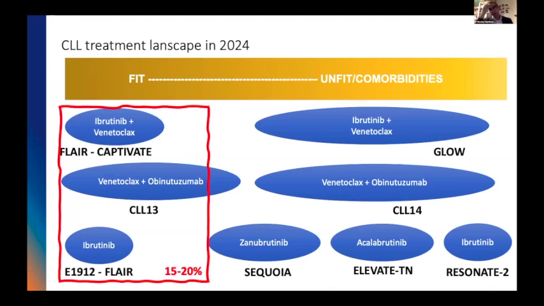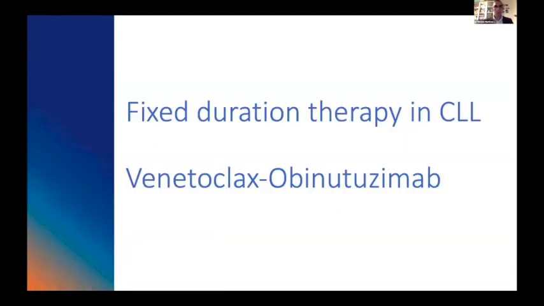And then for the rest of the patients, who have clinical trial data against chemoimmunotherapy, both for the venetoclax-based therapy and for the BTK inhibitor therapy, I'm going to try to go one by one to show you the latest evidence, updates that have been presented at ASH, and some additional data that might have come up.